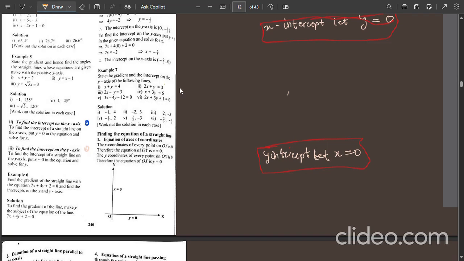Now let's solve an example. In example 6, find the gradient of the straight line with the equation this, and find the intercepts on the x and y axis. So we know how to find the gradient already. So this is the line.